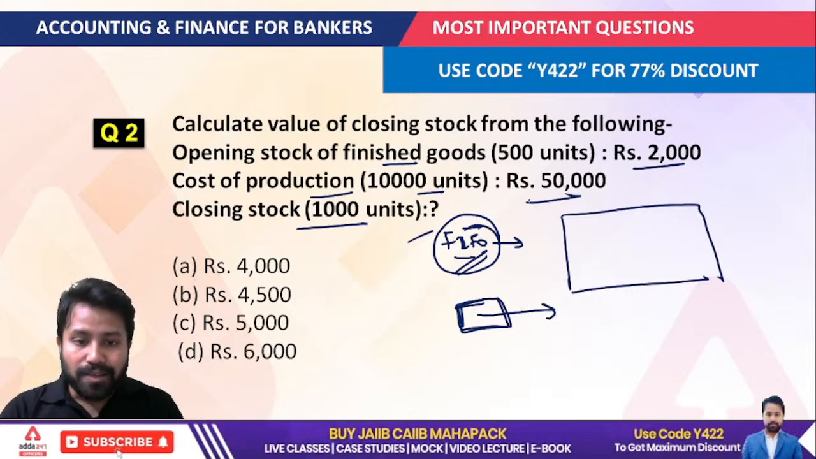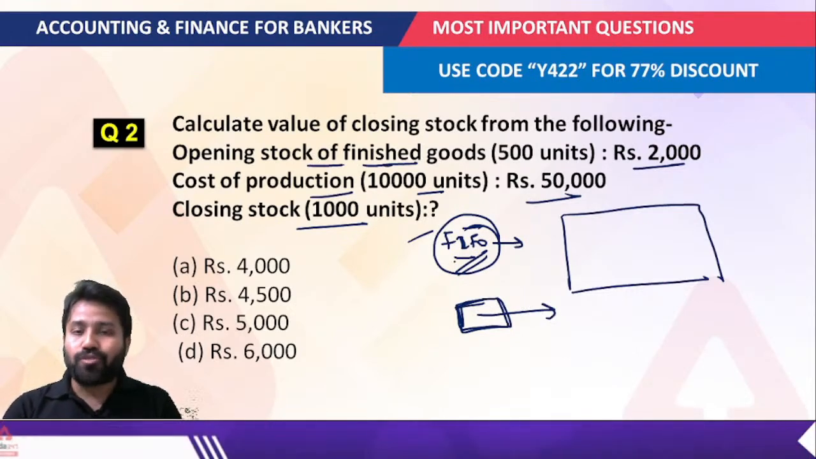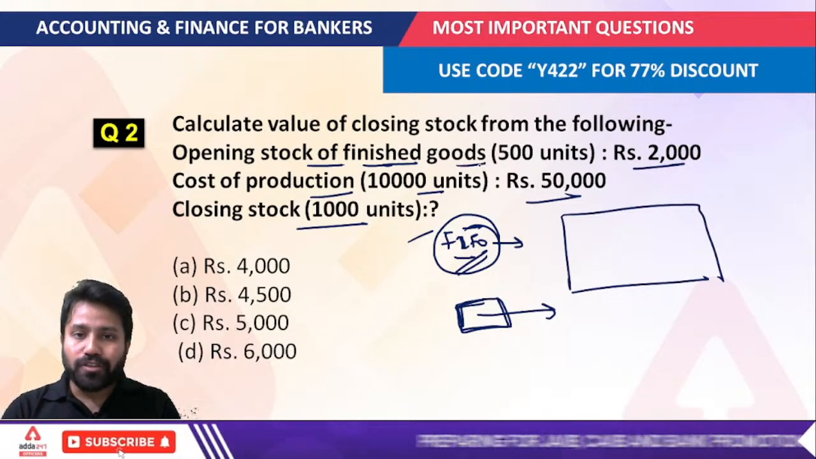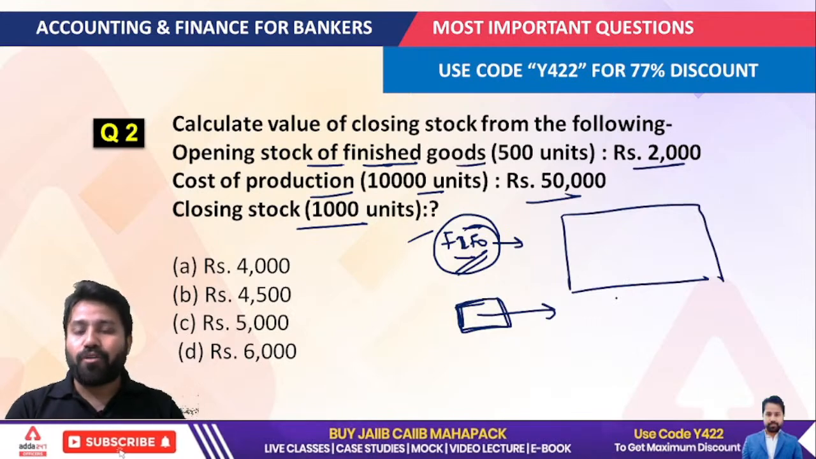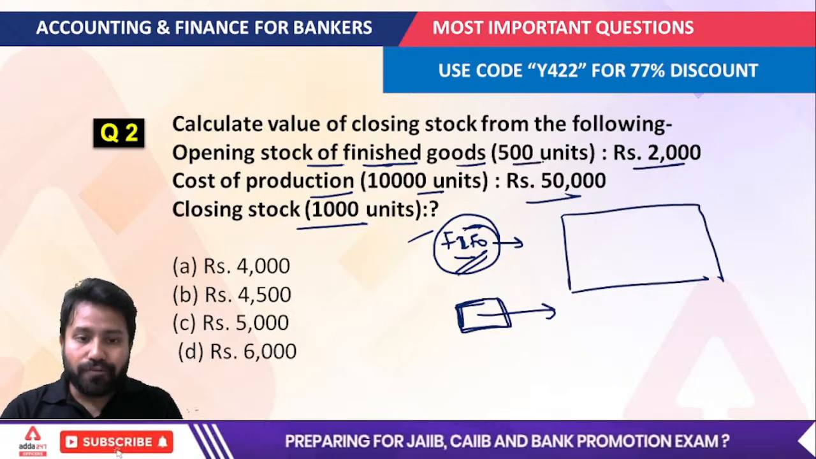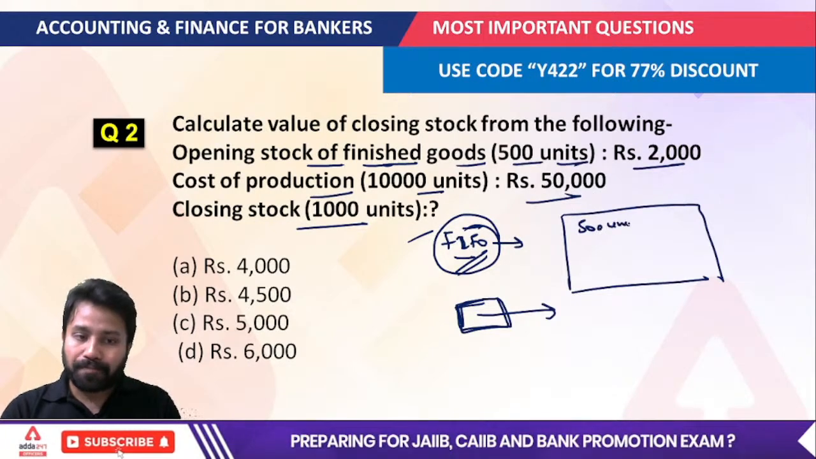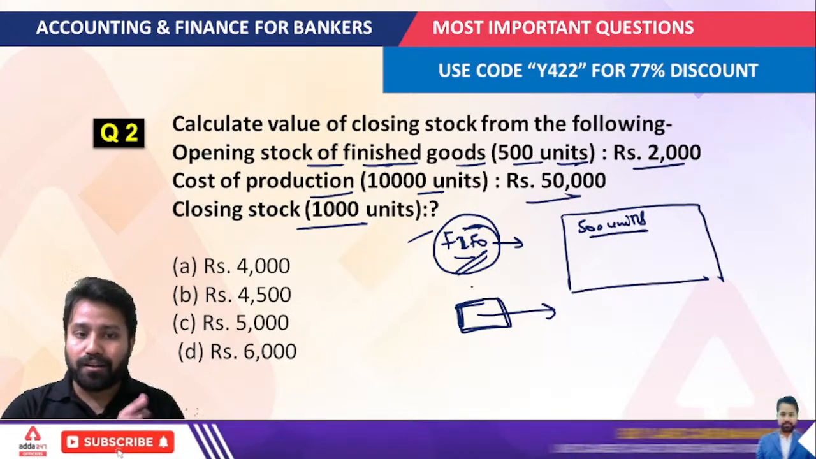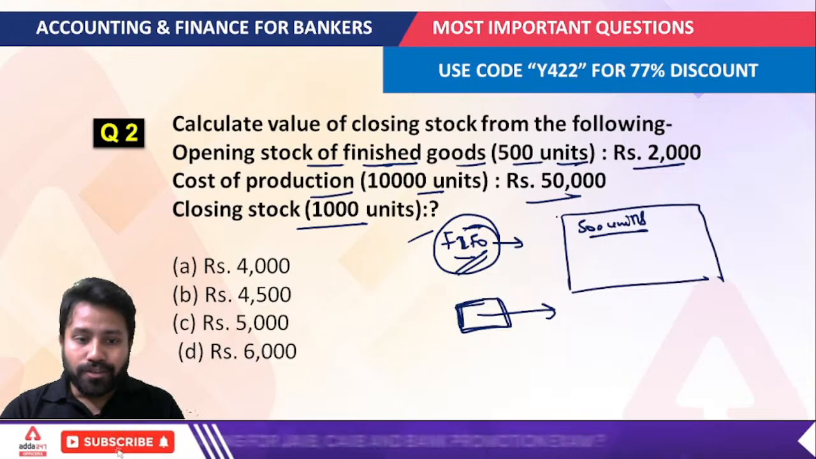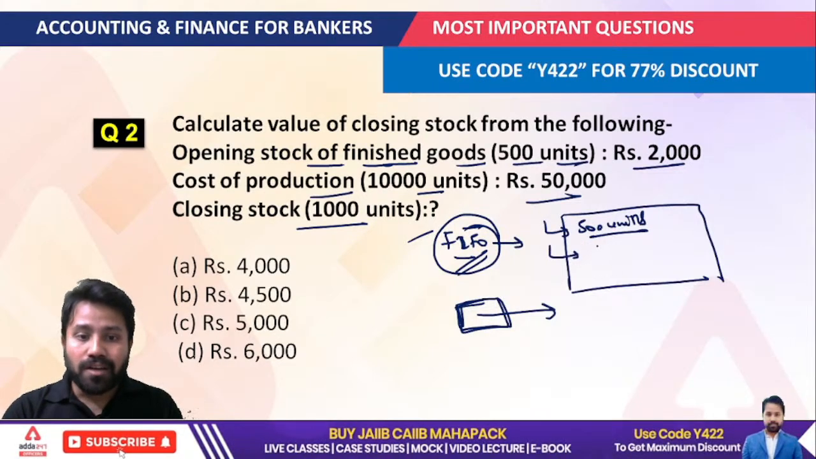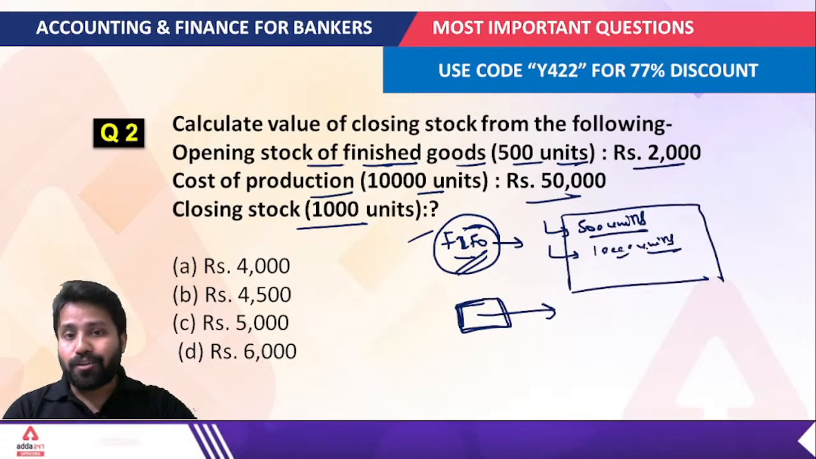Suppose we are talking about the opening stock of the finished good. What does it mean? It means that in the initial period of the year, we actually started with 500 units in the financial year. And during the year, we actually produced 10,000 units.